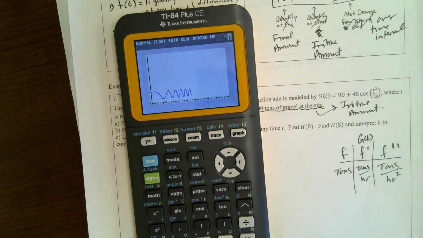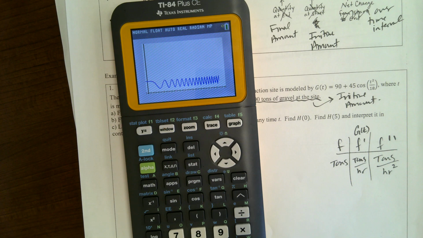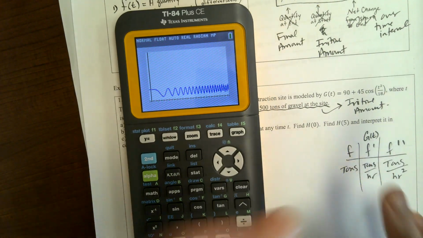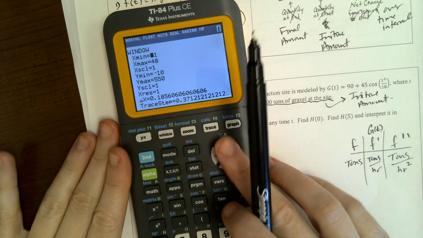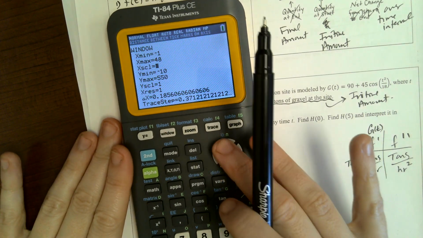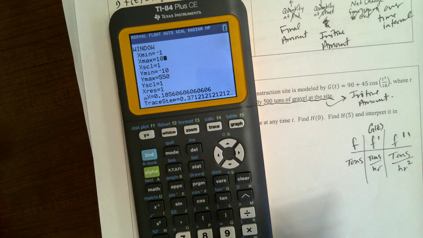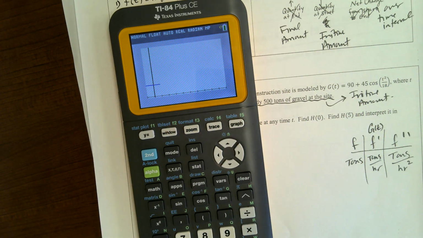Okay, great, so there's that. Okay, and that is G of T. And I'm asked to evaluate G of 5. So let me, in my window, go here, and I'll make my X max like 10. Let's see what that looks like.